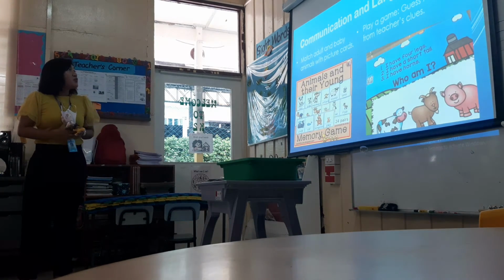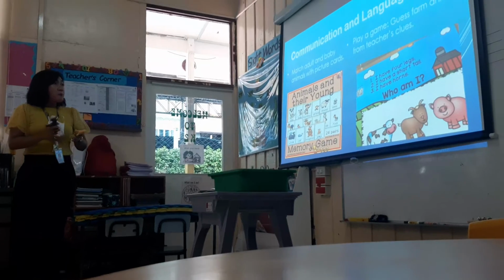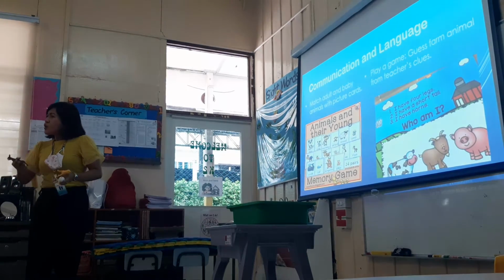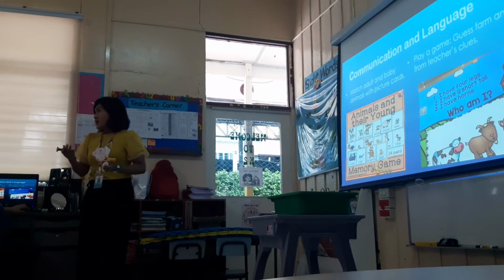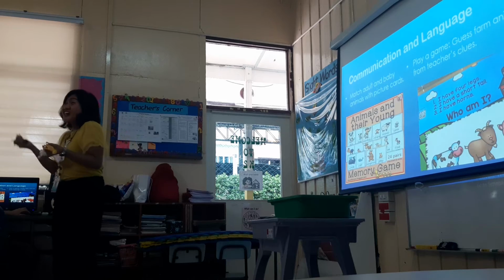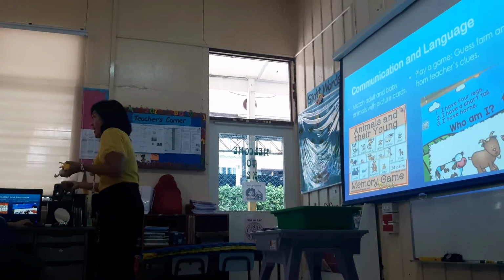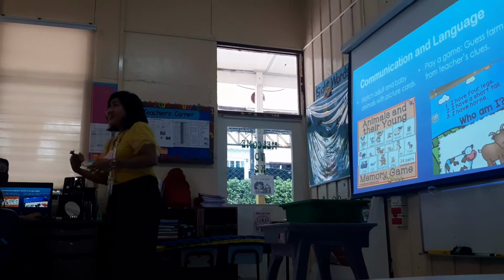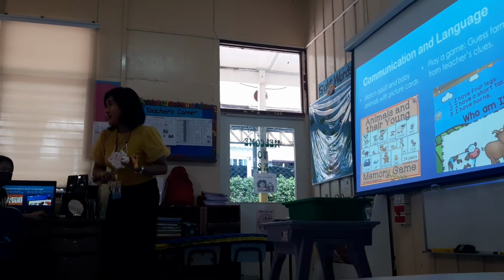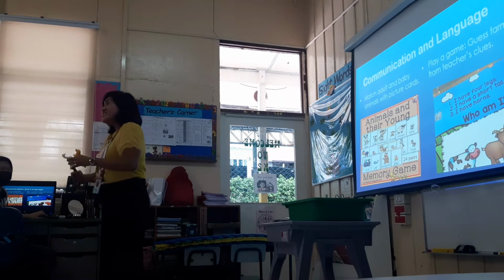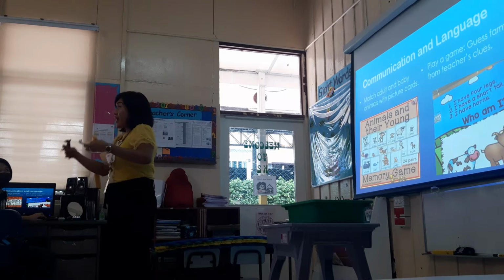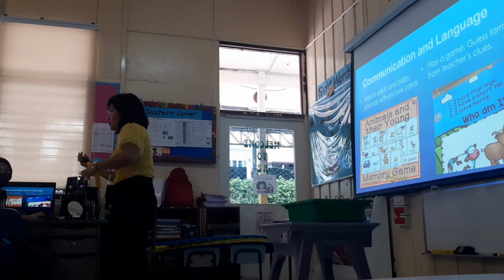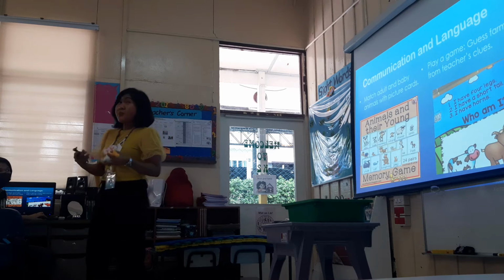Next area, communication and language. So we can add vocabulary to the children. How do you call a mommy dog, let's say? A dog. How do you call a baby dog? A puppy, so it adds up to their vocabulary. How do you call a baby cat? A kitten. How do you call a baby rabbit? A bunny. So during circle time, we can do that, so it adds up to their vocabulary because most children just know dog, they just know cat, they just know cow. So how do you call the baby animals of these farm animals?